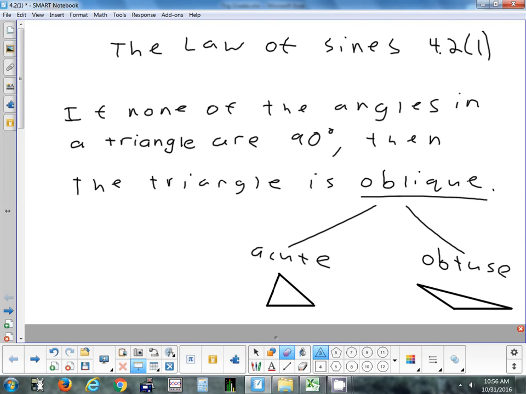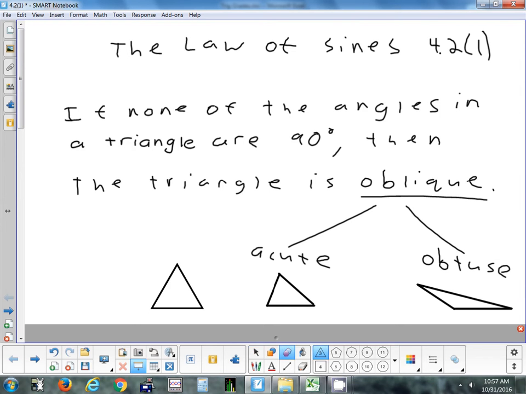Let's try this one. That's an oblique triangle. Specifically, it's an acute triangle. Or you can have an obtuse triangle, where one of the angles is bigger than 90. How come you can't have 2 angles bigger than 90? Because then they wouldn't add up to 180. It would be more.